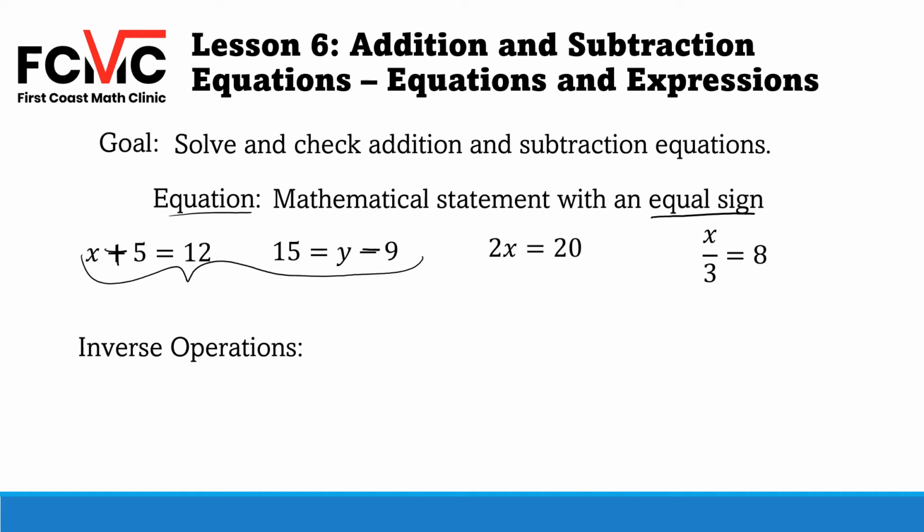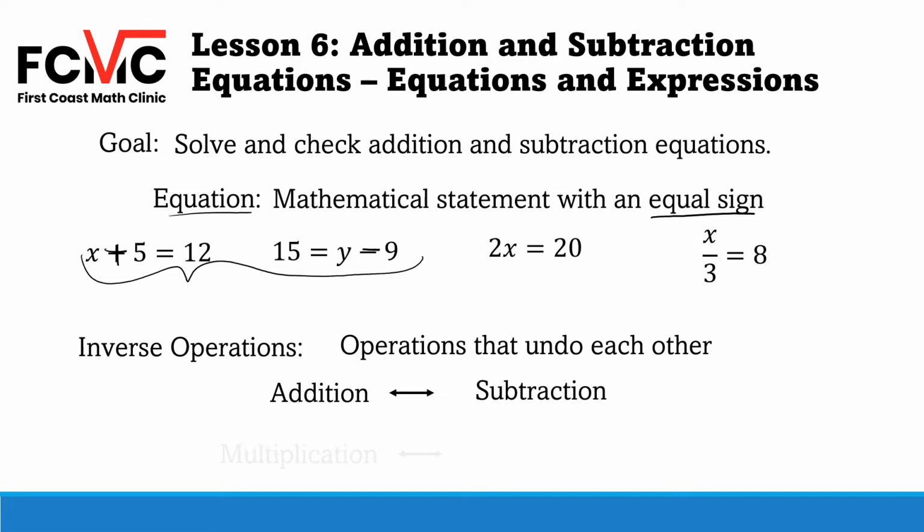Now, the way we're going to solve these equations is using what's called inverse operations. Inverse operations are operations that undo each other. If we think about addition, what operation undoes addition? That's subtraction. And what operation undoes multiplication? That's going to be division. Since we're looking at addition and subtraction equations, we're going to be working primarily with addition and subtraction today. So we're going to be using addition to undo subtraction, and subtraction to undo addition. Let's get into some examples and go through the steps that we're going to follow to solve our addition and subtraction equations.